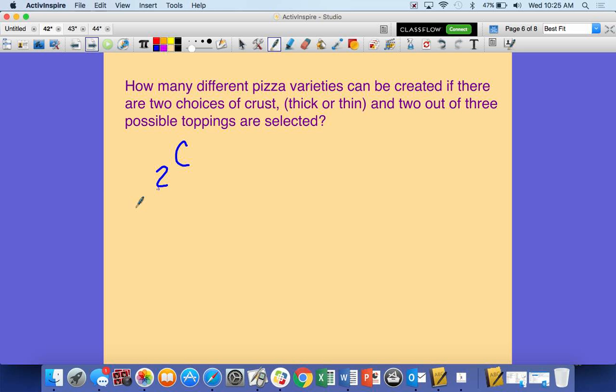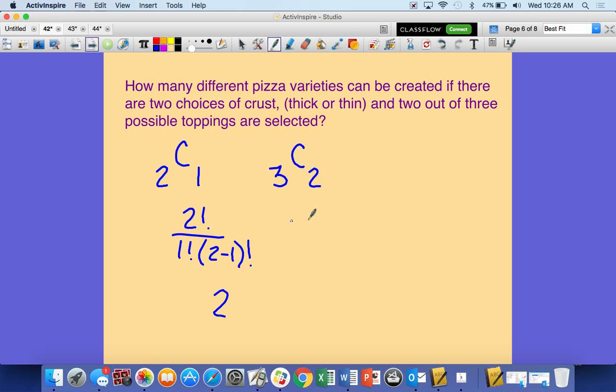So we've got 2 choices of crust. You have to choose one of them. And then we've got 2 out of 3 possible toppings are selected. Well, there's 3 total toppings. You have to choose 2 of them. Alright, well then we just set this up. 2 factorial over 1 factorial times 2 minus 1 factorial. Well, 2 factorial is 2. This ends up being a 1. So we've got 2 there.